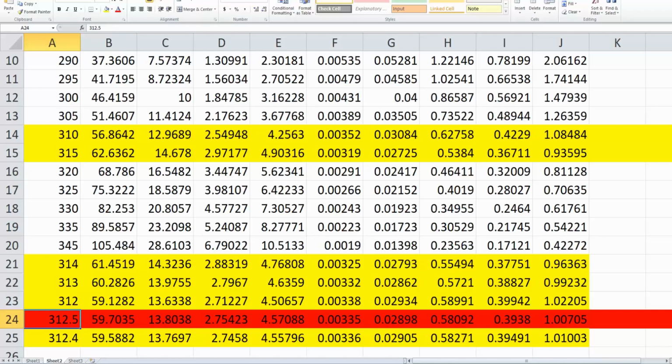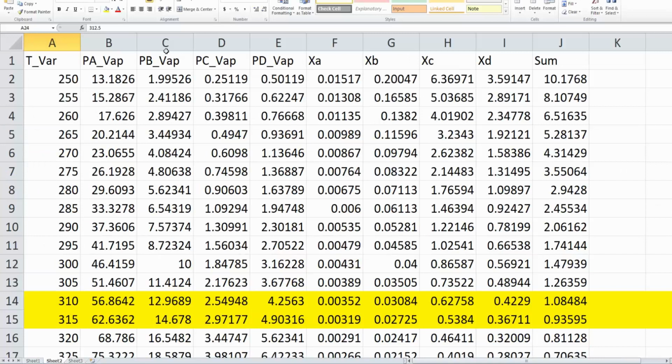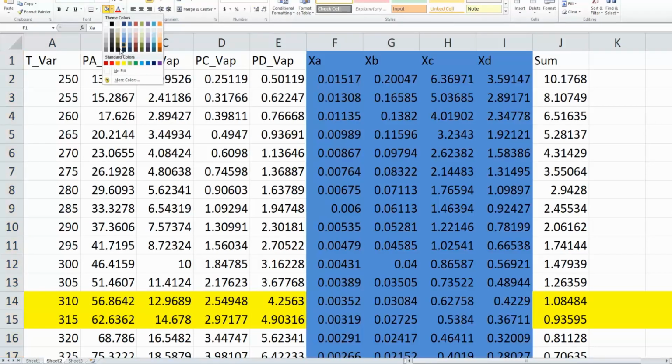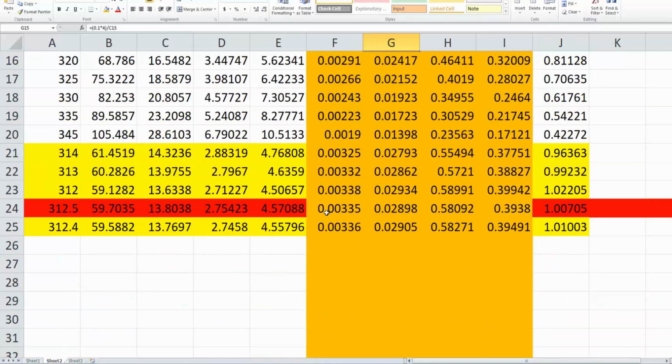So this is the first answer. We want to know what is the dew point temperature. That's the answer. Next, we want to know the liquid composition. So we want to know XA, XB, XC, XD. And solving it in this format, we know here that XA, XB, XC, XD can easily be solved. So let's mark it. And so the answer for XA is this value, XB this value, XC this value, and XD this value. And that's all you need to do to solve this problem in Excel.